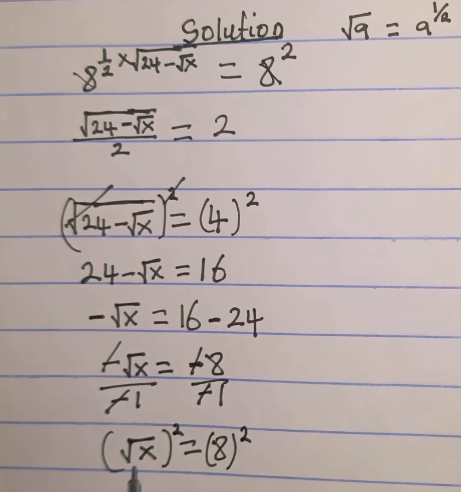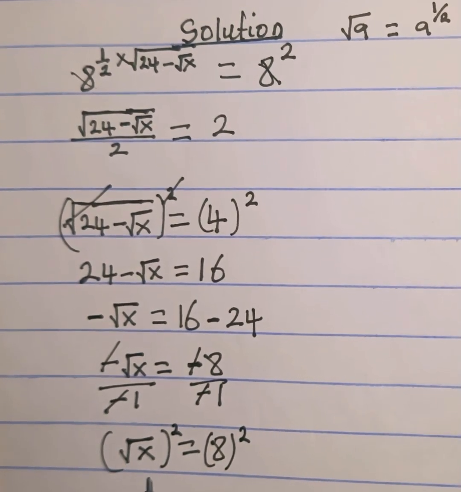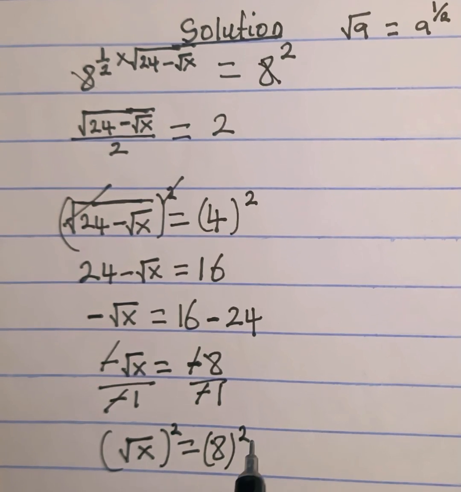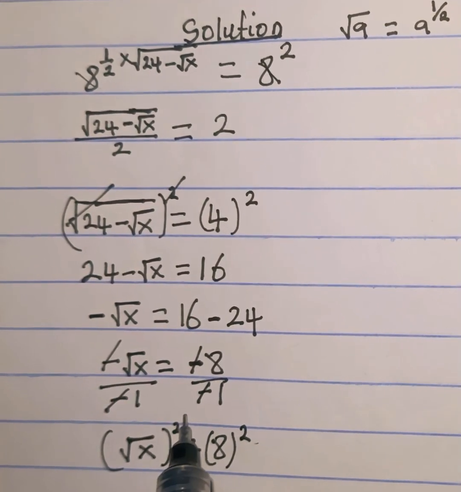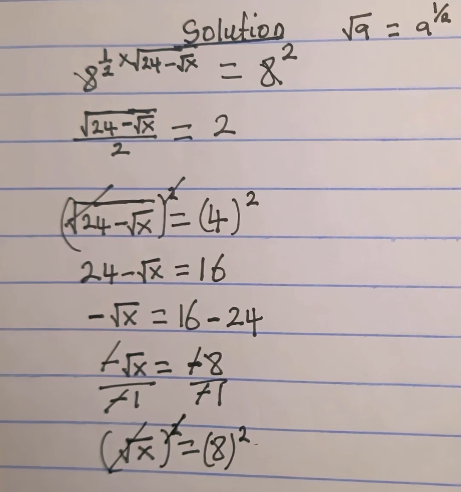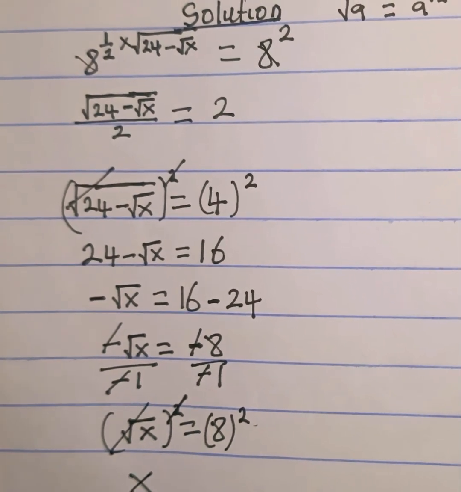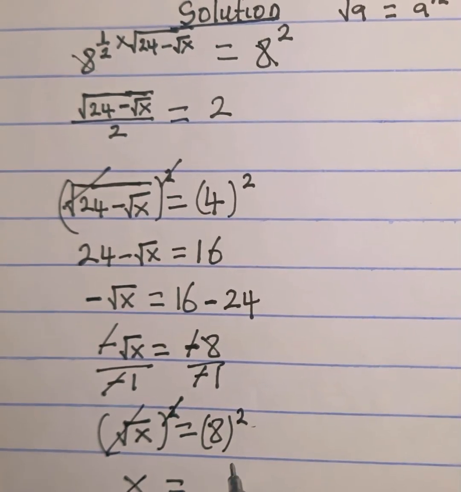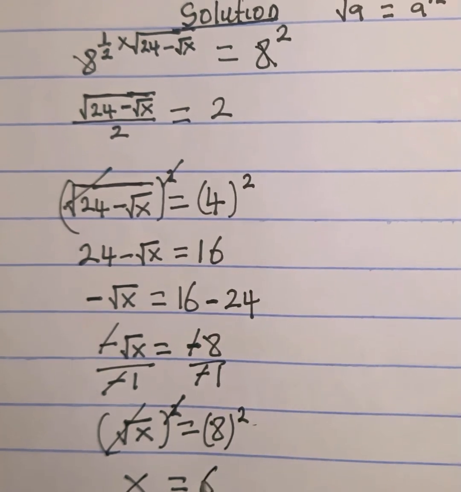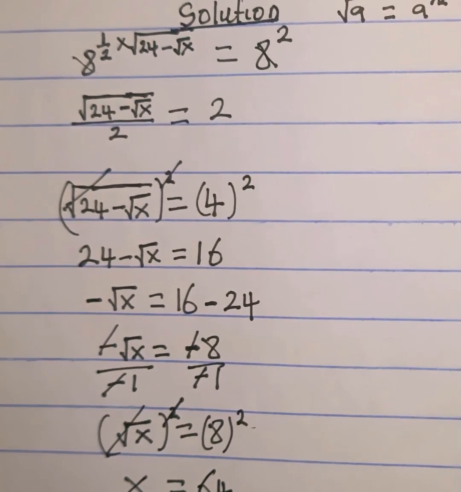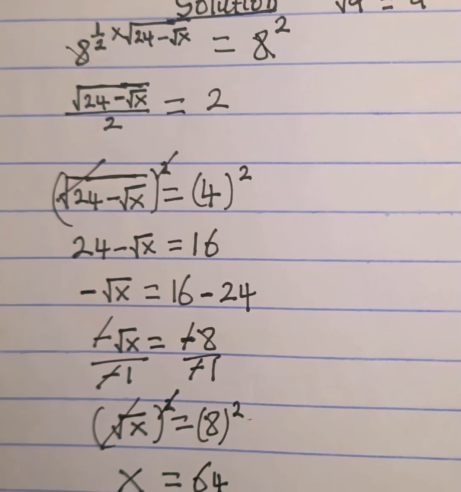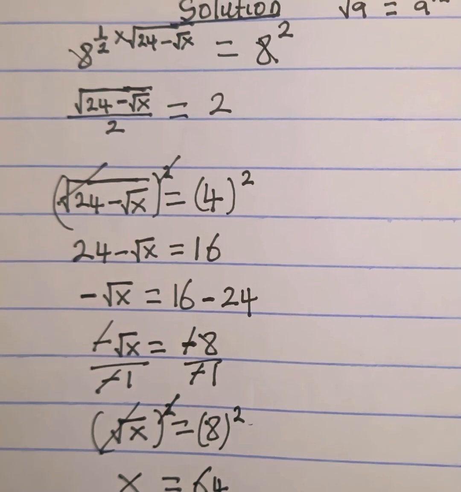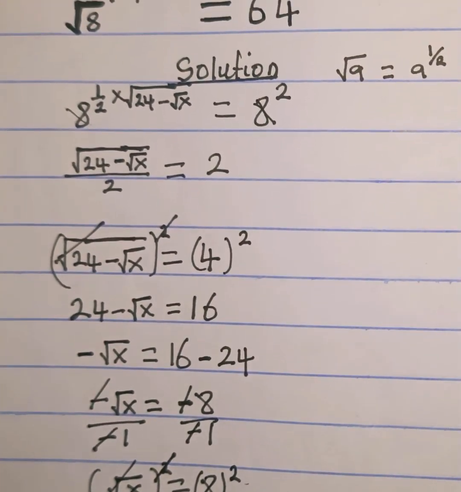The reason why we are squaring both sides is because in an equation, anything you do to one side, you must also do to the second side. So that this square is going to eliminate the square root. We are left with just x in the left hand side, which is equal to 8 squared, simply 8 multiplied by 8, which is going to give us 64. So therefore, 64 is the value of x that satisfies this beautiful exponential equation.